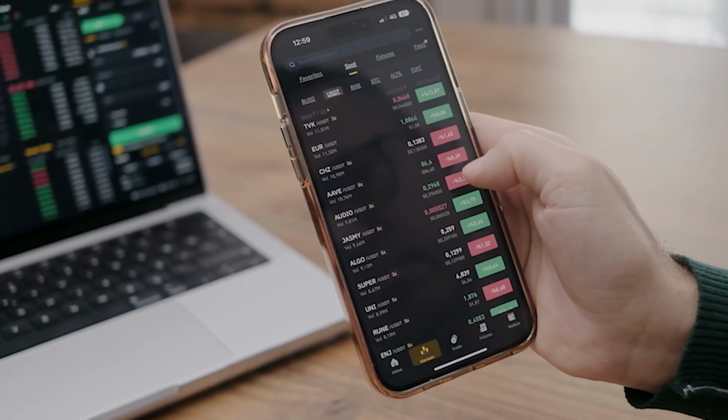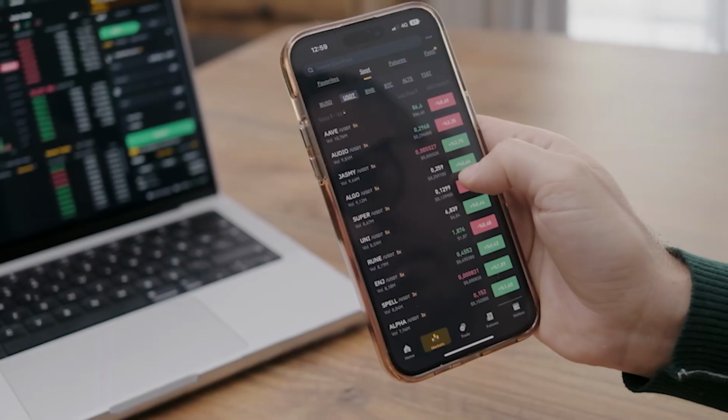Hello traders, today I'll show you how to trade using only a phone, and I'll show you how to draw resistance and support levels, and we start our trading session.